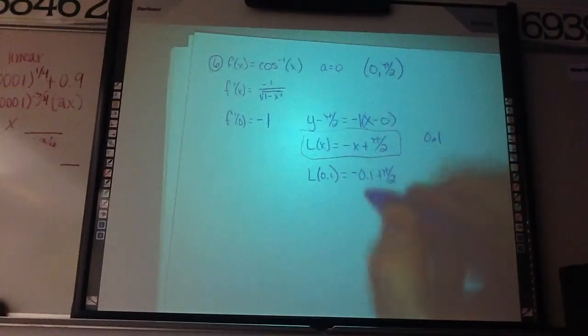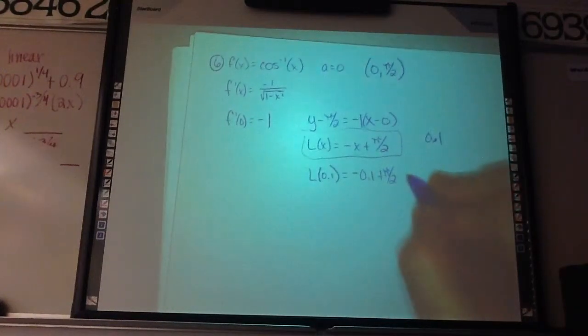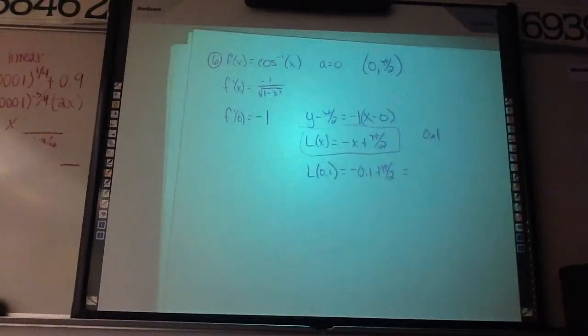I like how it's a no calculator problem and then you get that. Did it tell us to plug in 0.1? Yeah, that's part B where it's like, how accurate is the approximation L of A plus 0.1, blah, blah, blah.